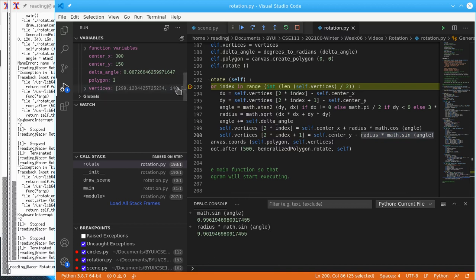Oh, no. Self.generalized 150. Yeah, I'm looking at this backwards because it's upside down. That's why it's okay. All right, so that seems like the right value there.